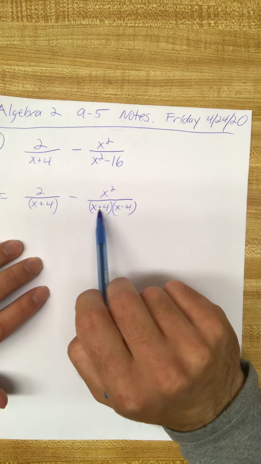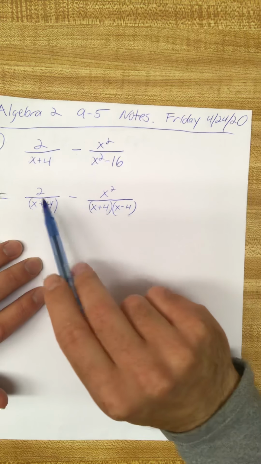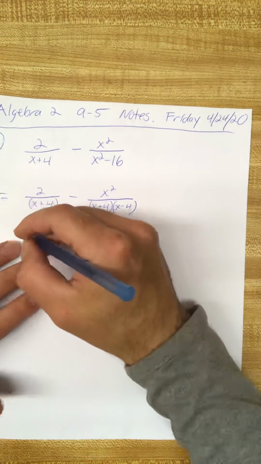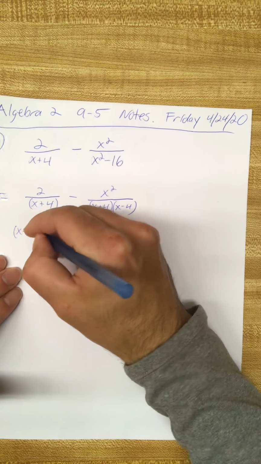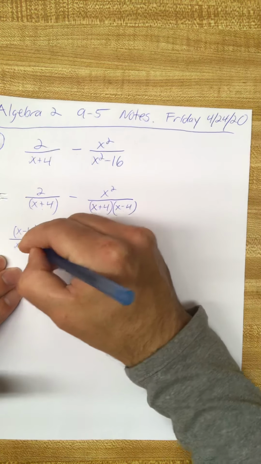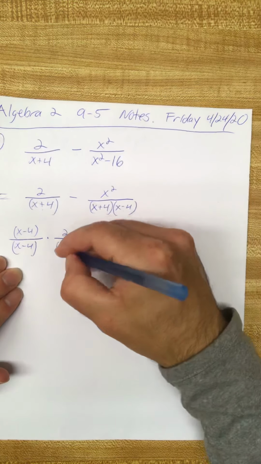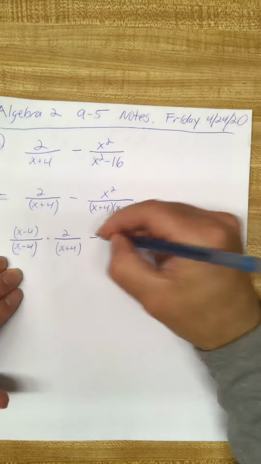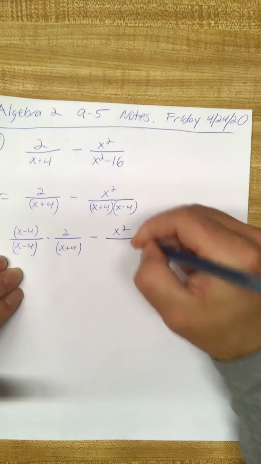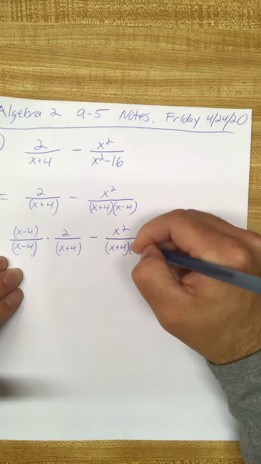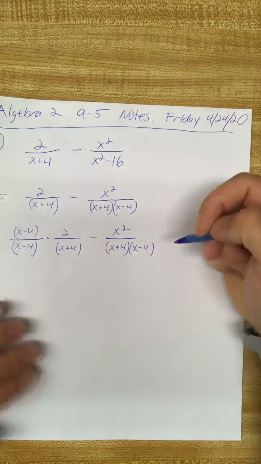My second one I have x plus 4 and x minus 4. So my first fraction is missing an x minus 4. So I got to multiply that first fraction by x minus 4 divided by x minus 4. I do not have to do anything to my second fraction here. It's just going to stay x plus 4 times x minus 4.